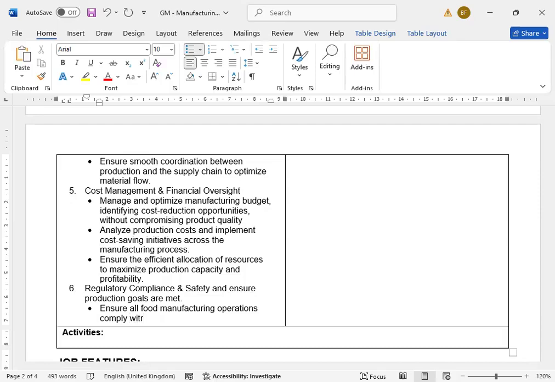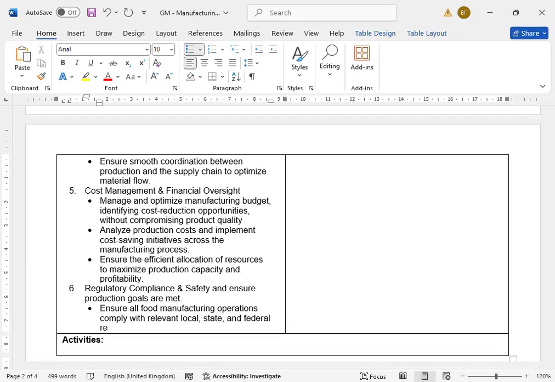So ensure compliance with relevant local or state and federal regulations, including food safety standards and workplace safety also.